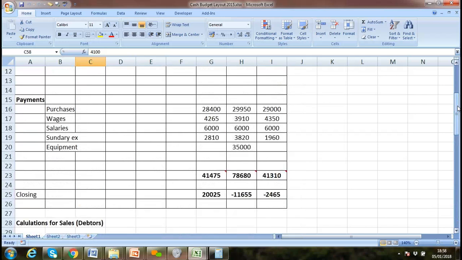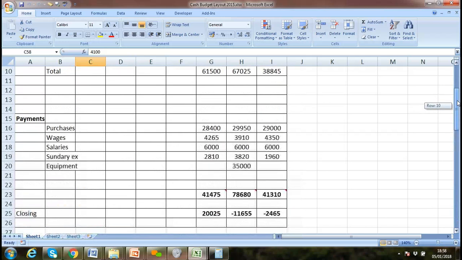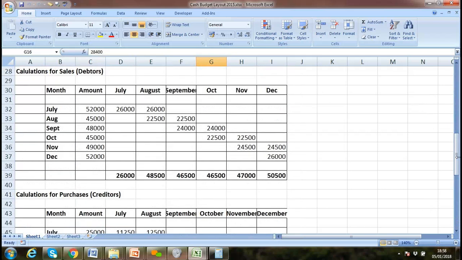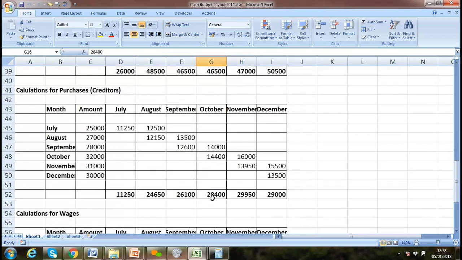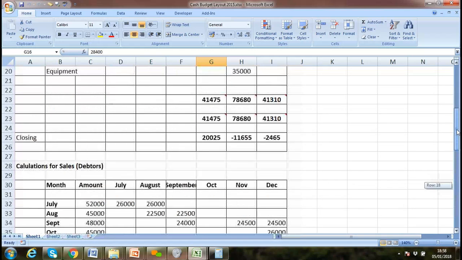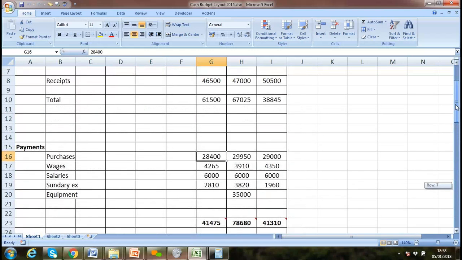Because we need to prepare the budget of only the last 3 months, we'll put the total purchases figure. We have a template for the total purchases figure; we'll see in October, 28,400. So that figure we can put within the budget template. Then wages, then salary. Salary is straightforward because it's a given figure. Salary expenses are given. Equipment is given.